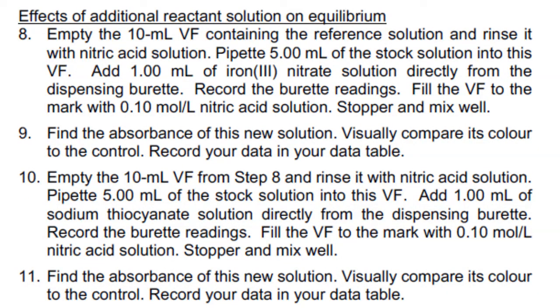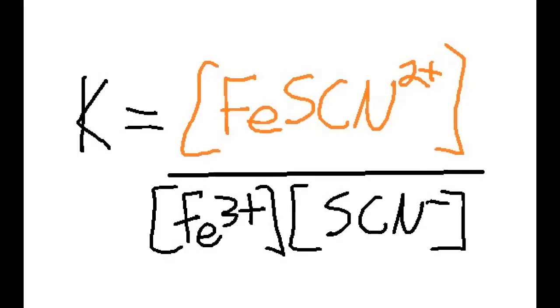Steps 8 through 11 refer to the effects of additional reactant solution on equilibrium. Your prepared solution is at equilibrium, and you will be monitoring the effect of adding additional reactants. You should be able to predict the outcome relating to color change based on the observed equilibrium expression. Remember, your reactants are colorless and the product is colored.